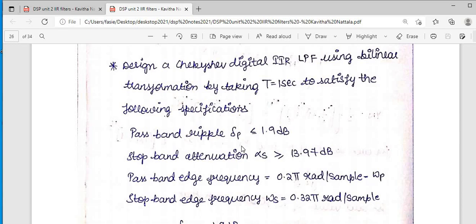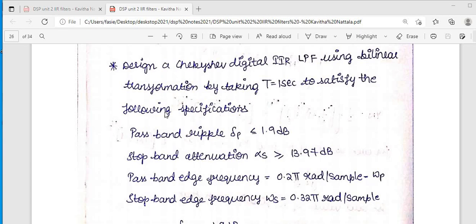So if you have those things, we are able to find and substitute all the answers. Clear? So students, we have the IIR LPF by using bilinear transformation with the value of T equals 1 second, and we can find this parameter. So let us see the continuation.